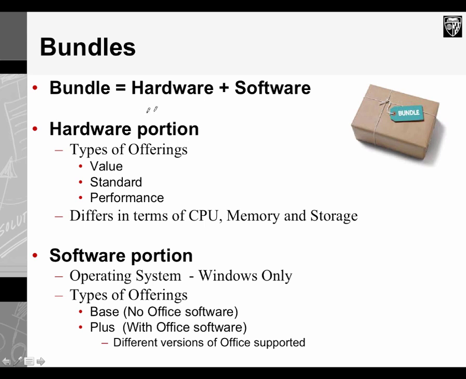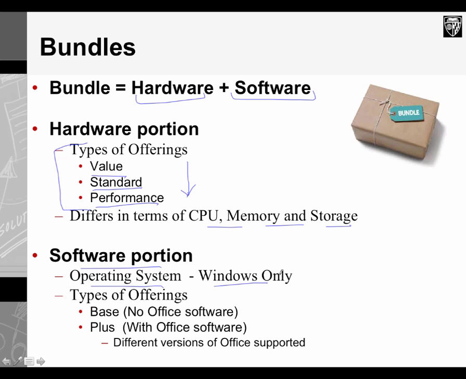Bundles. A bundle is really a combination of hardware and software. The hardware is really the CPU, the memory, and the storage that's associated with that bundle. And there are several kinds of offerings that make up a hardware. There's value, there's standard, and there's performance offerings. And as you go down this offering, you'll realize that the computing power, the memory, and the storage gets better and better.